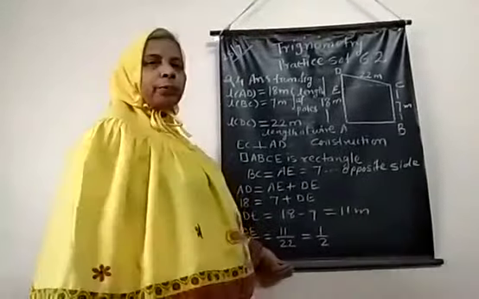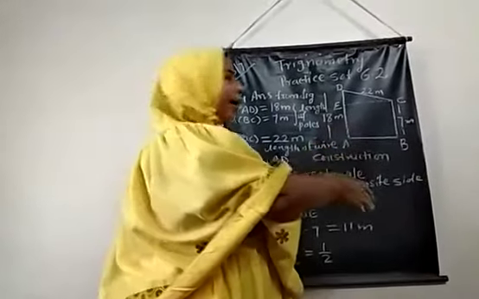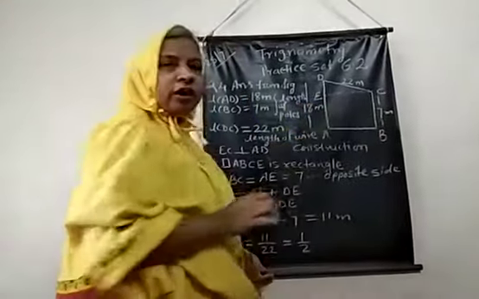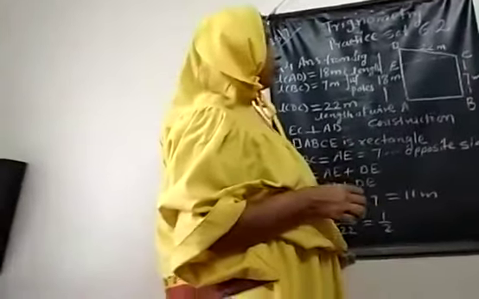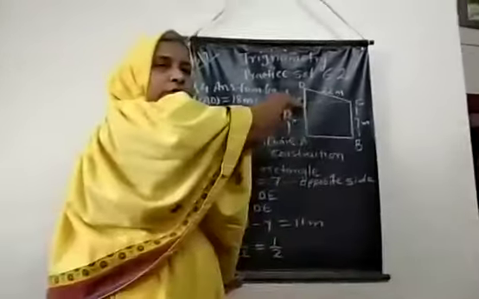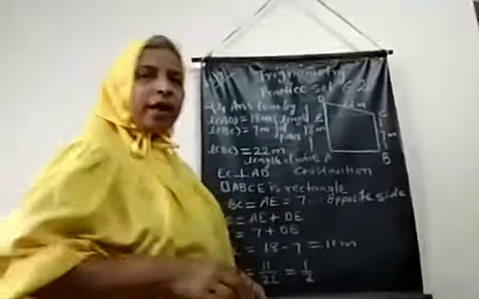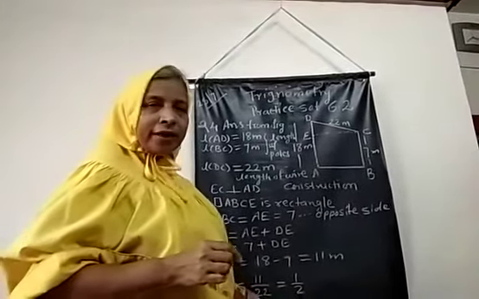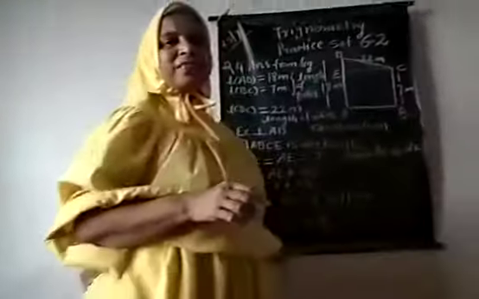Now question number 4. In this question, two poles are on the ground, straight in the ground, opposite to each other. That is, they are parallel to each other. The lengths of the poles are given in the question. One of the poles is 18 meter and another one is 7 meter. They are erected and their tops are fastened. Fastened means joined with the help of a wire. With the help of the wire, the two poles are joined together. The wire length is 22 meter.